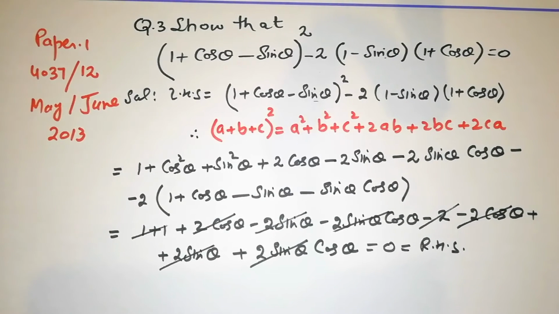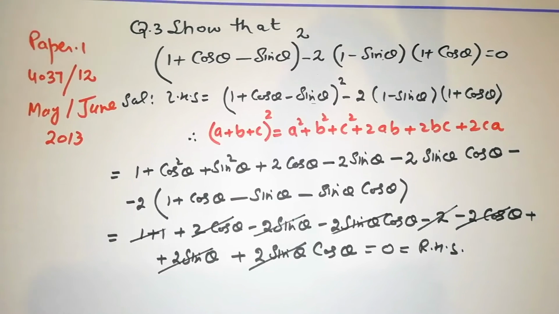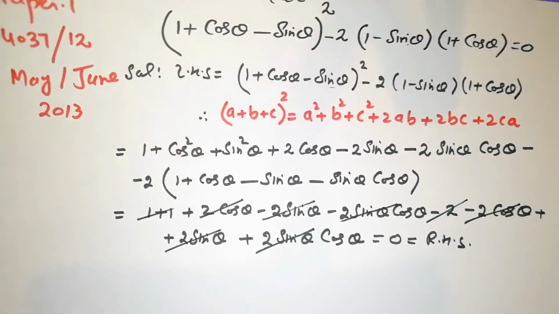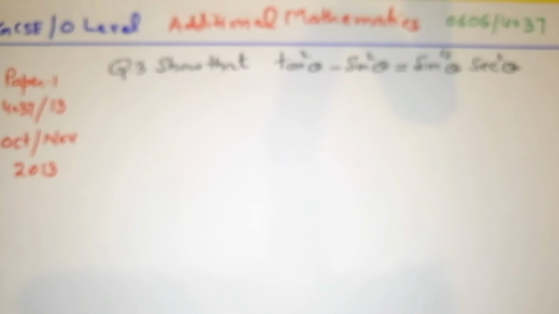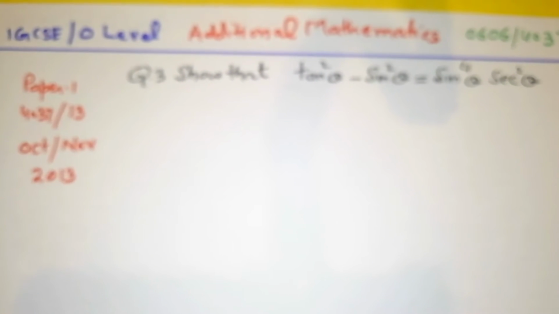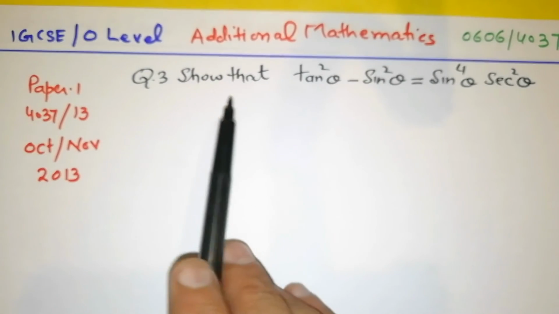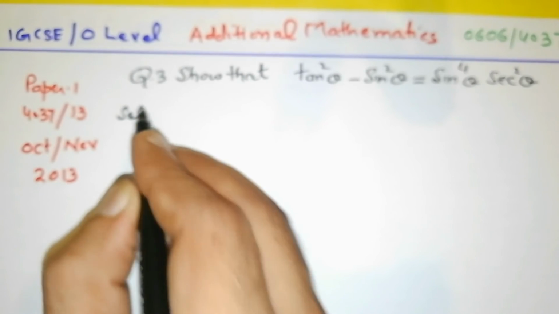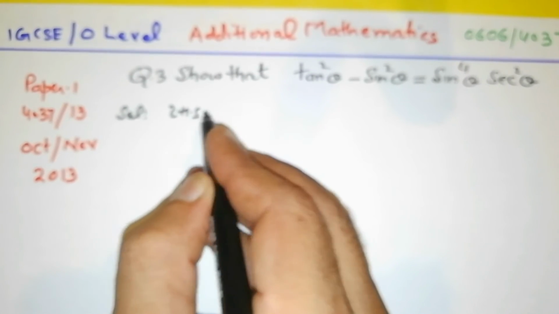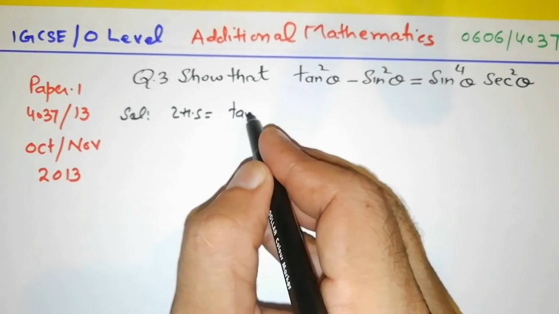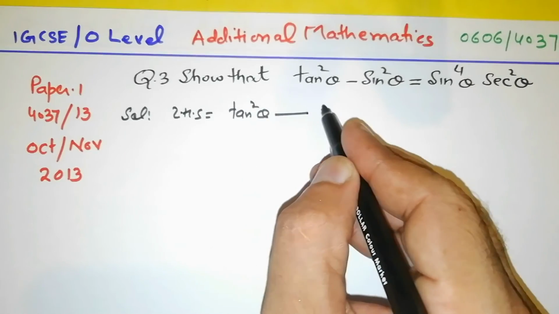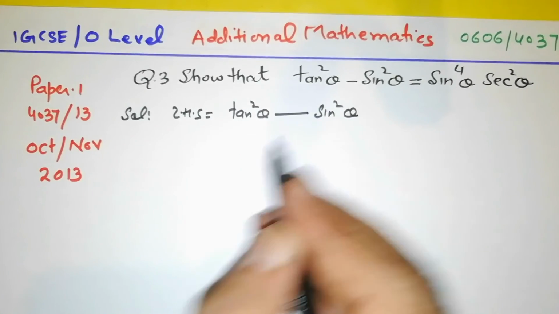of this question. So students, let's start our next part of this question. This is question 3, and in your paper 1 October November 2013. So we want to solve this question, that is solution. We take its left hand side, that is tangent square theta minus sine square theta.